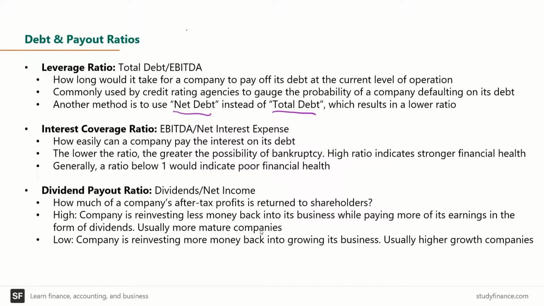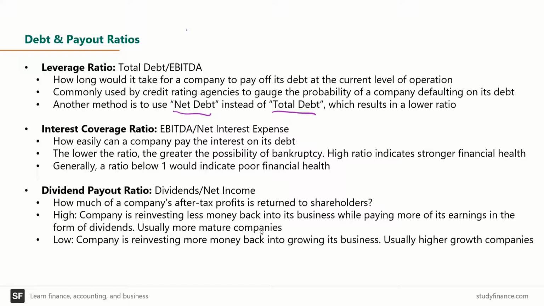Dividend payout ratio is dividends divided by net income and indicates how much of a company's after-tax profits is returned to shareholders. A high dividend payout ratio indicates that a company is reinvesting less money back into its business and paying more of its earnings in the form of dividends. This is more common among mature companies.